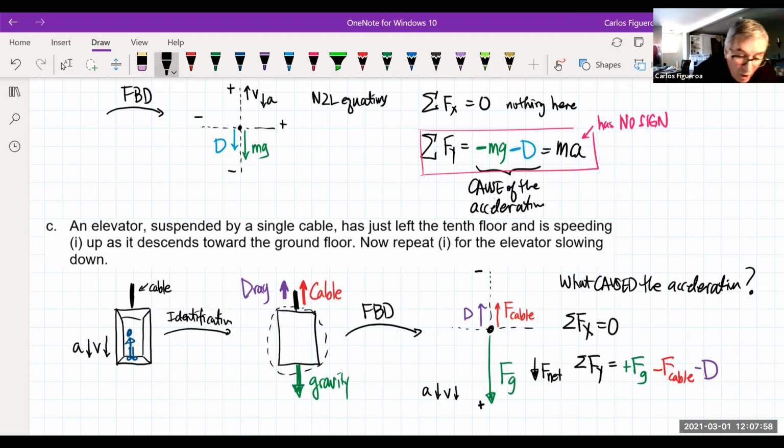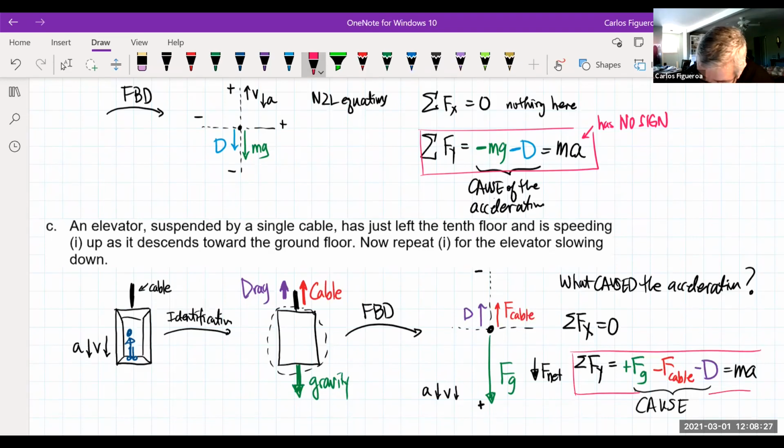So what causes this elevator to accelerate? This is the cause. It's not the force of gravity. It's not the force of the cable. It's not drag. It's force of gravity minus F of cable minus drag. That is the cause of the acceleration, and that's exactly what Newton's second law tells us.